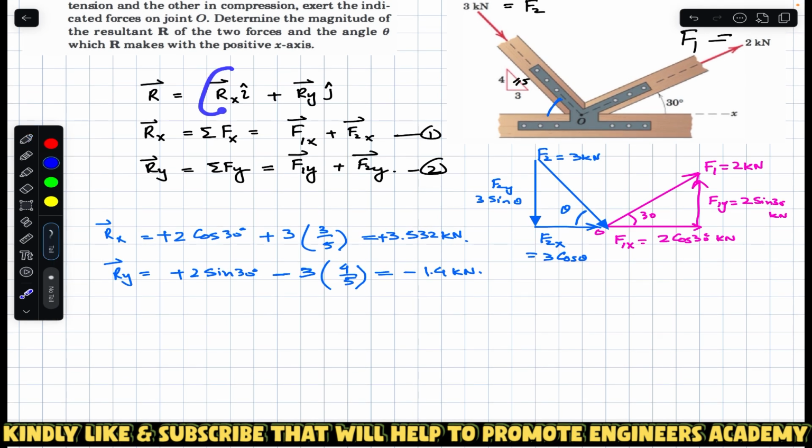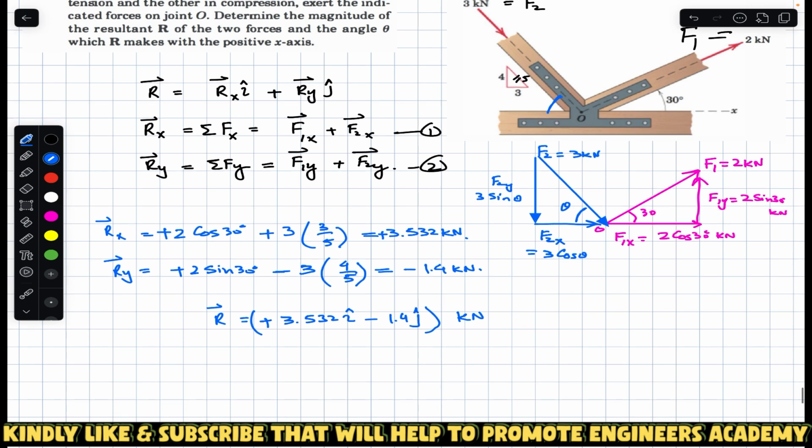Now putting the x and y scalar components in this equation, we will have the resultant vector, which will be 3.532 in the positive i and 1.4 in the negative j. The units are in kilonewton. This is the Cartesian vector representation of the resultant of these two forces, and then we are asked to find the angle of the resultant with the positive x-axis.